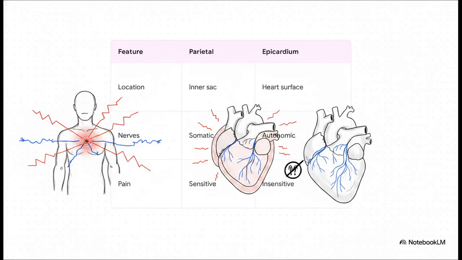Now, if we look closer, the inner serous pericardium actually has 2 layers. You've got the parietal layer on the outside, and the visceral layer, also known as the epicardium, which is fused directly to the heart muscle itself. Notice the stark difference in pain sensitivity here, because this is crucial. Only the outer parietal layer feels pain since it's supplied by somatic nerves. The epicardium, innervated by autonomic nerves, is completely insensitive to pain. This beautifully explains why the sharp, stabbing pain of pericarditis, which is inflammation of that sac, feels so distinctly different from the deep, crushing pain of cardiac muscle ischemia.